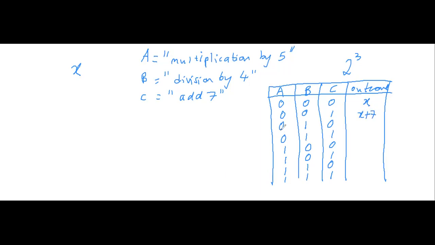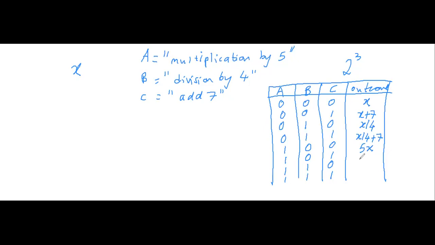Let's look at this one now. You don't multiply by 5, but you divide by 4 and you don't add 7. So this one is going to be X over 4. Let's look at this one now. We don't multiply by 5 initially, but we do divide by 4. So now it's X over 4 and then add 7. So this outcome here is going to be X over 4 plus 7. Let's look at the 5th combination now. This one is saying we simply multiply by 5, but we don't divide by 4 and we don't add 7. So your outcome is going to be 5x.